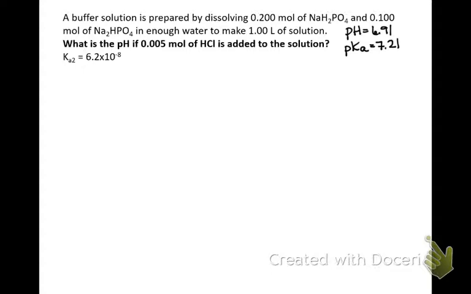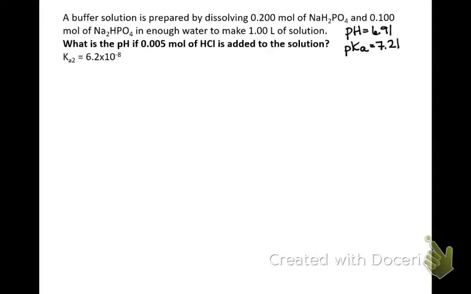Okay, so our new question is, what is the pH of that buffer that started at 6.91 if we add 0.005 moles of HCl to that solution? So we're going to see the way the buffer resists the change in the pH of the solution.